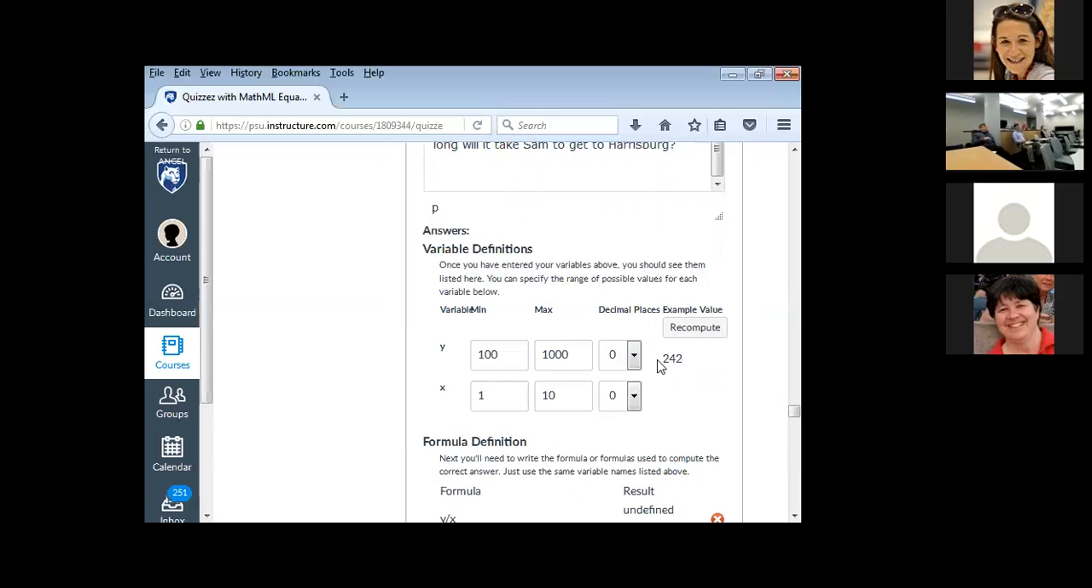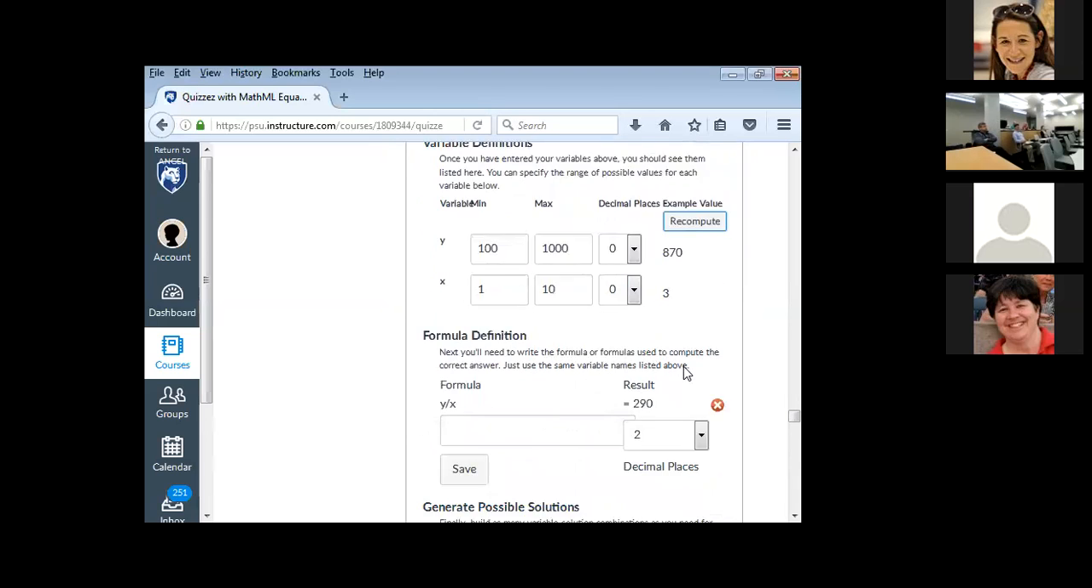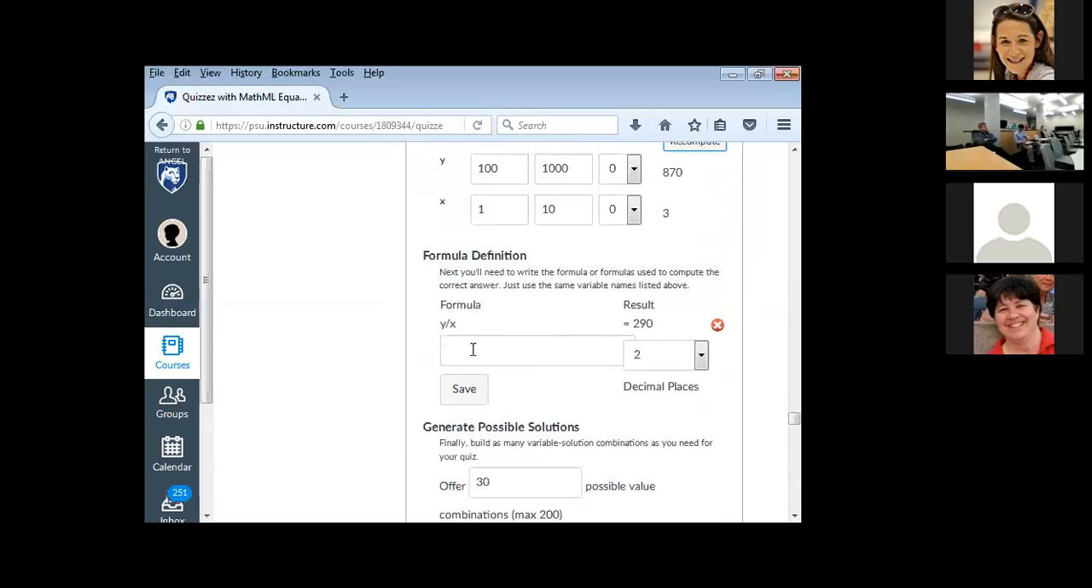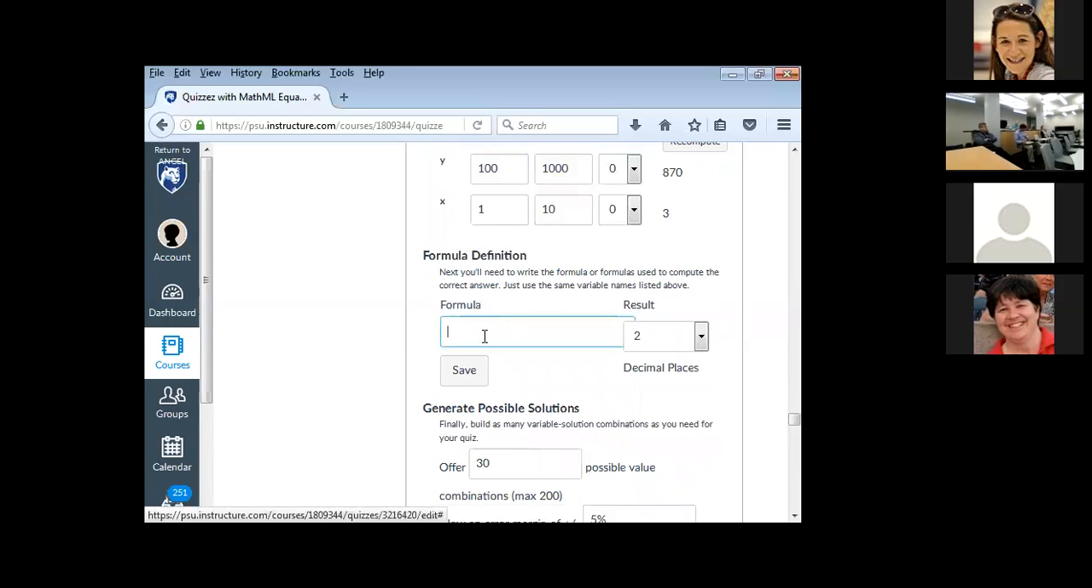And then Canvas also gives you an example of a type of variable that it's going to throw in there, so you can just double check visually whether it makes sense to you or not. So again, x is somewhere between 1 and 10, it's giving me an example of 3. Y is between 100 and 1,000, it's giving me an example of 870. Then you have to come down and tell Canvas what actual formula you want to solve. So my question above said A equals X divided by Y, so you type in X divided by Y.